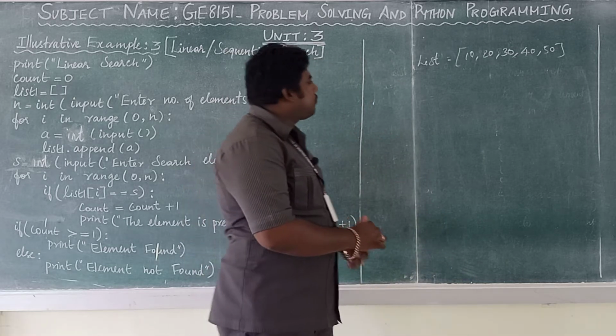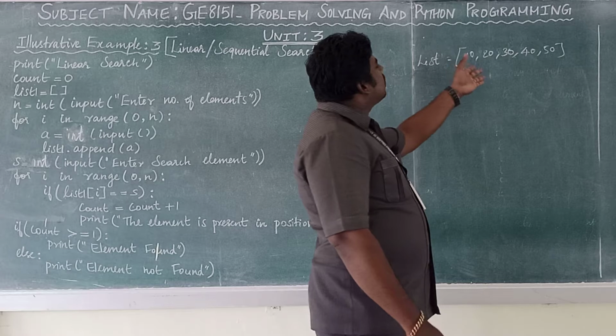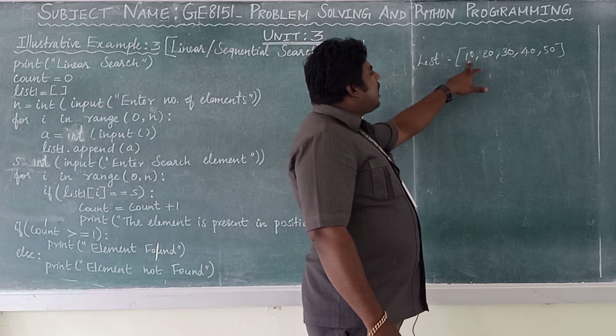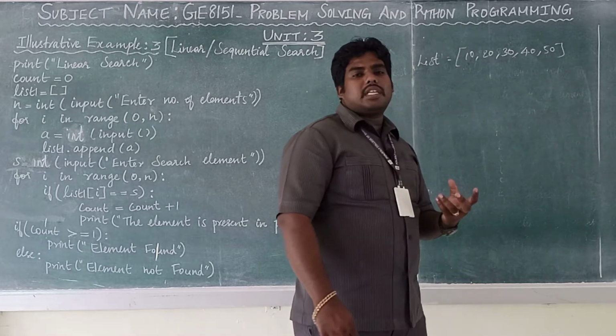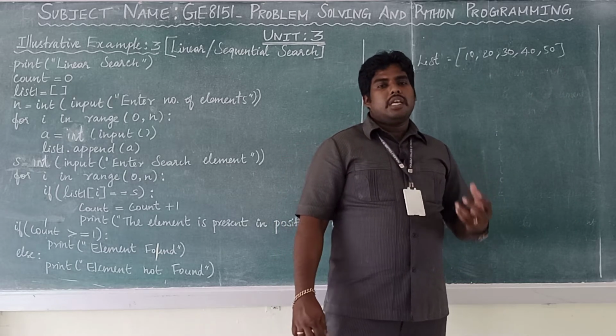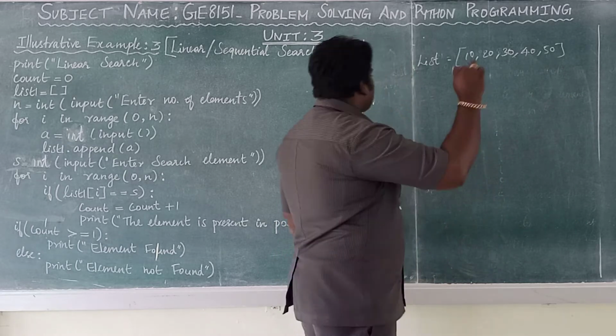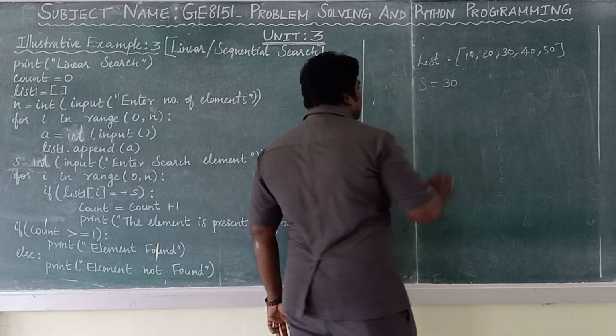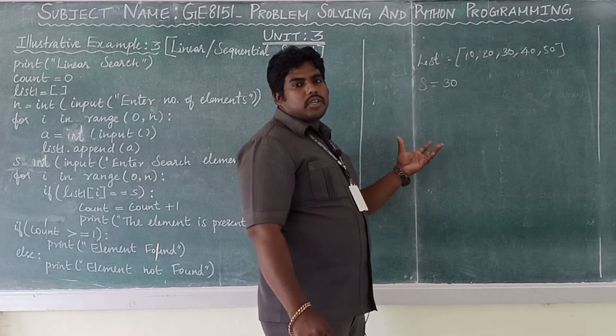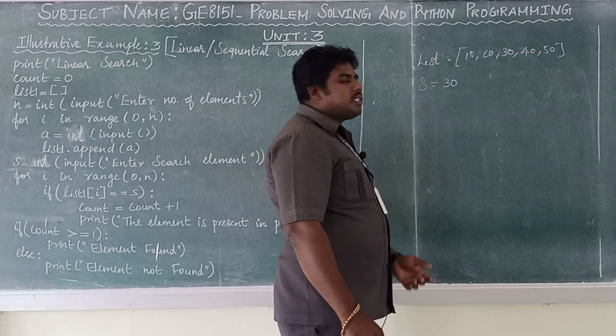Here, what are the elements? These are the elements: 10, 20, 30, 40, 50. These values are considered the elements. Next I am going to find the search element. S equal to, for example, 30. S means search element. My search element is 30.